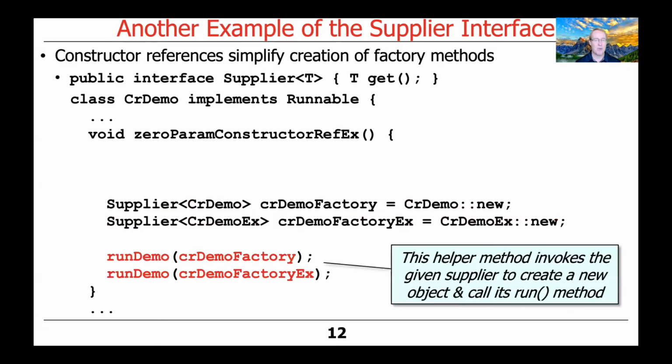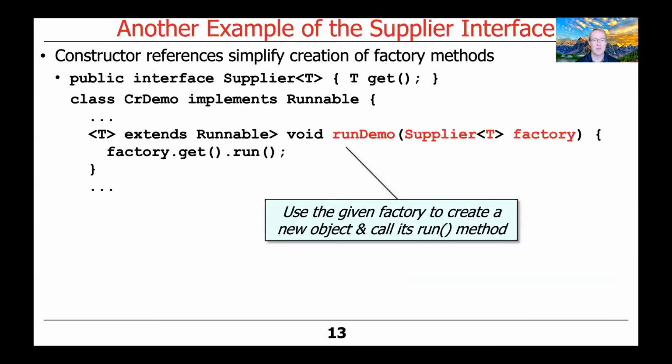As you can see here, we pass runDemo the CRDemo factory first, and then we go ahead and pass to runDemo the CRDemo factory EX local variable. Both of these calls are going to end up calling the run method on these respective suppliers. So you can see here what's going to happen. We're going to have the implementation of runDemo here, which is going to call the factory's get method to make the appropriate instance, either CRDemo or CRDemoEx, and then call the run method on that.